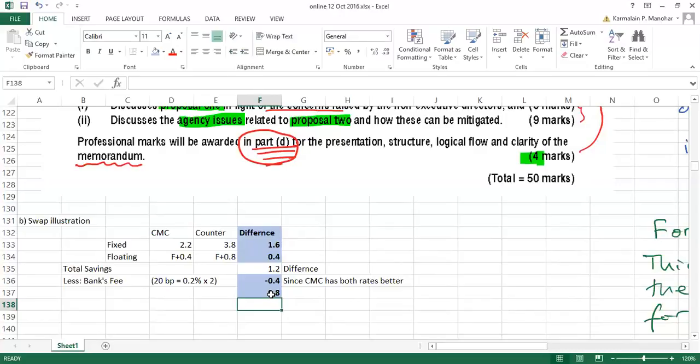And therefore, net savings shared equally. We will now have CMC benefit by 0.4%. Right, and that's what we can write up.